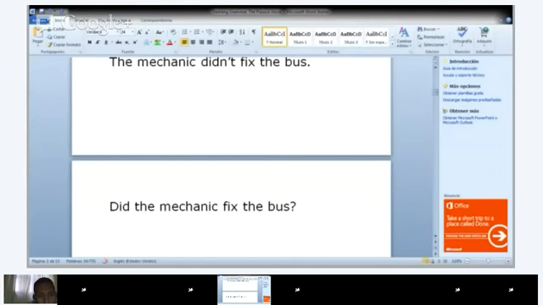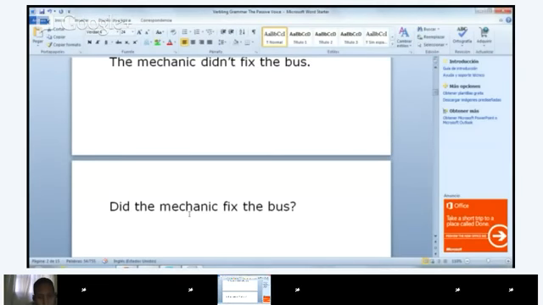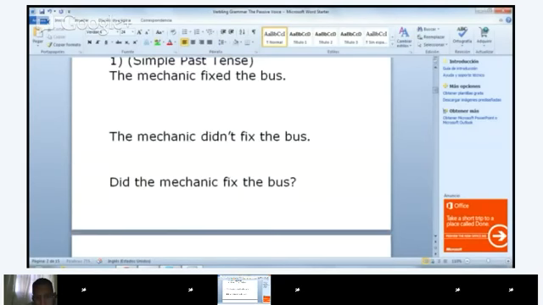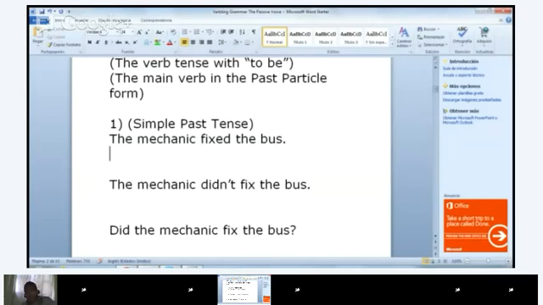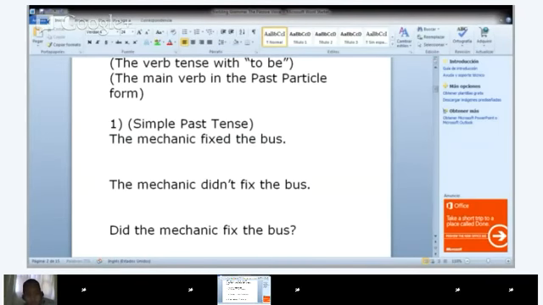Okay, so let me see if I can put these ideas together on the same screen. And this is one of the challenges. This is something that many of my students find challenging, is to use the grammar in English to make positive statements, to make negative statements, and to make questions. Okay, so the mechanic fixed the bus, the mechanic didn't fix the bus, and did the mechanic fix the bus?